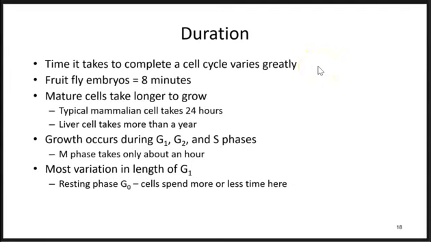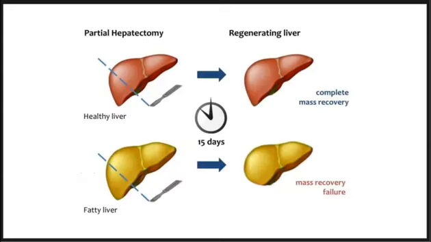That's all it takes. Most variation itself is going to be the length of G1. Like I said, it can stay there for years if it wants to. It can stay there for days, or it can spend about 8 hours in that cycle. Now, even when we talk about liver cells and how we double or grow, liver cells can grow faster if they need to. I think this is an interesting picture to look at.